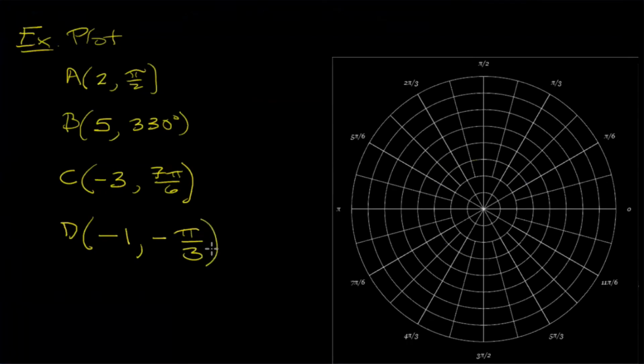Okay, all of these are possible to plot on a polar graph, but the hard ones are the ones with negatives. They're the ones that are a little harder for students. We'll start with the easier one though.